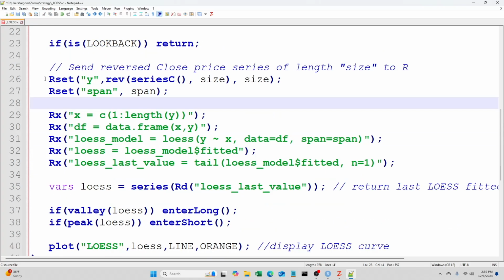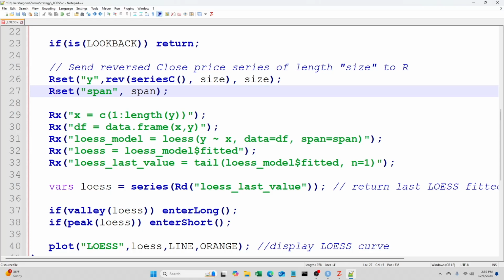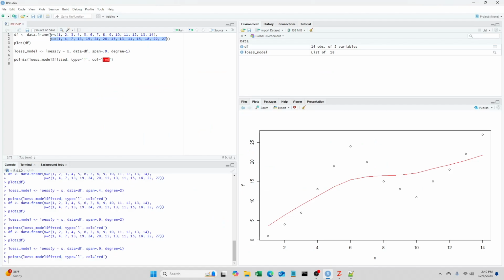The command rset creates and initializes these variables in R. And then we have our beloved rx command, which means R execute, right? So what does R need to execute? Well, it needs an independent variable, the x variable, this guy here. And this is just a sequence of numbers, guys.